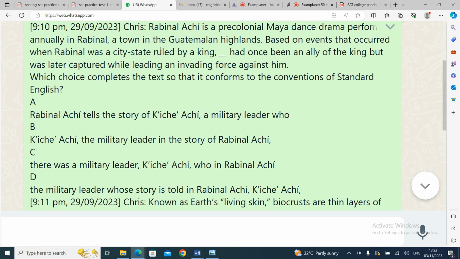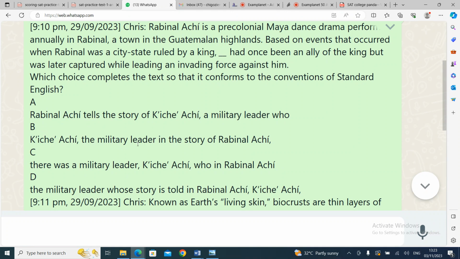Based on events that occurred when Rabina was a city-state ruled by a king. This is a modifying phrase, based on events, because I'm left asking who or what is based on the events. So the answer that mentions this Rabina Achi first and gives me an active independent clause after is the answer. Rabina Achi tells the story of Kichi Achi, a military leader who had once been an ally. So I like this: Rabina Achi is the subject, tells is the verb.